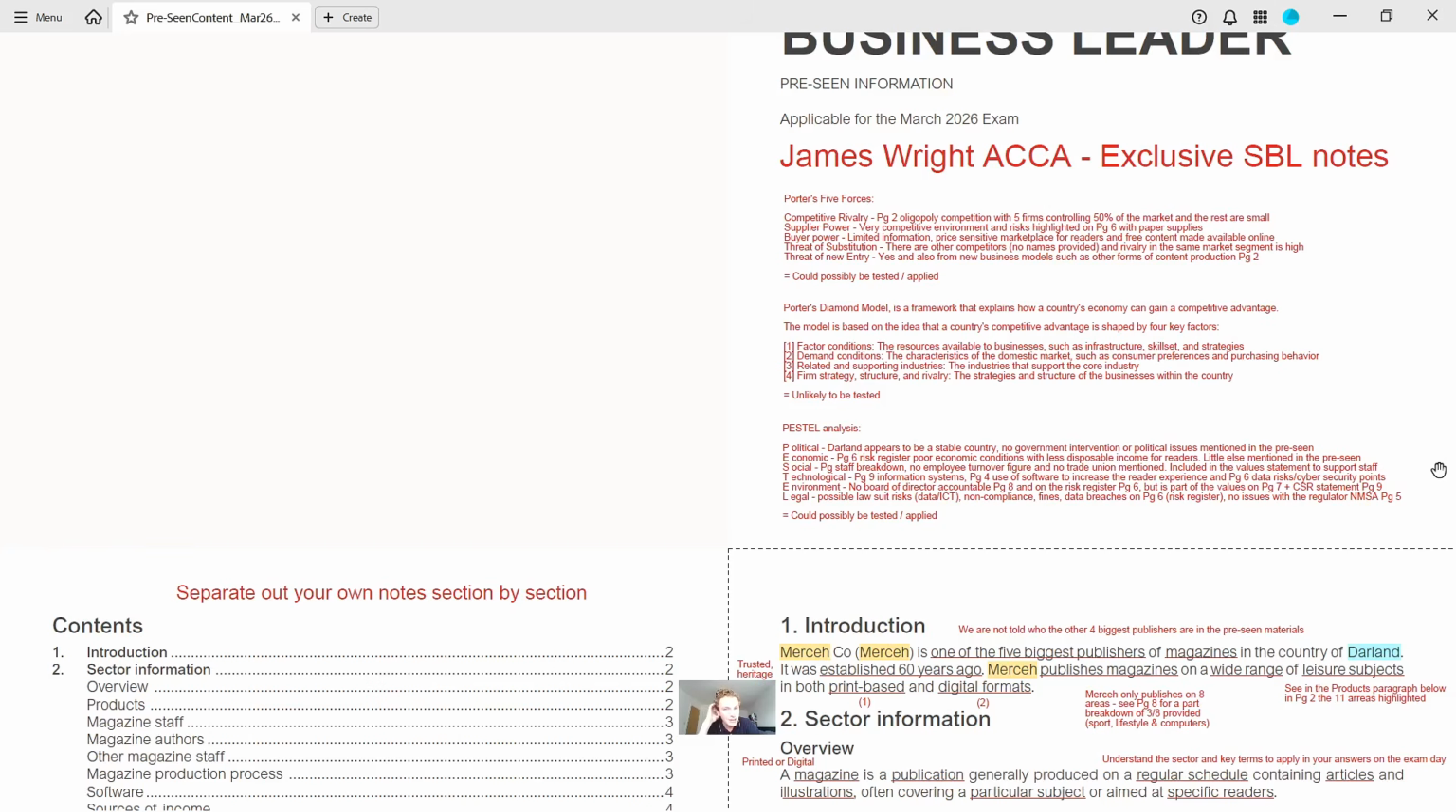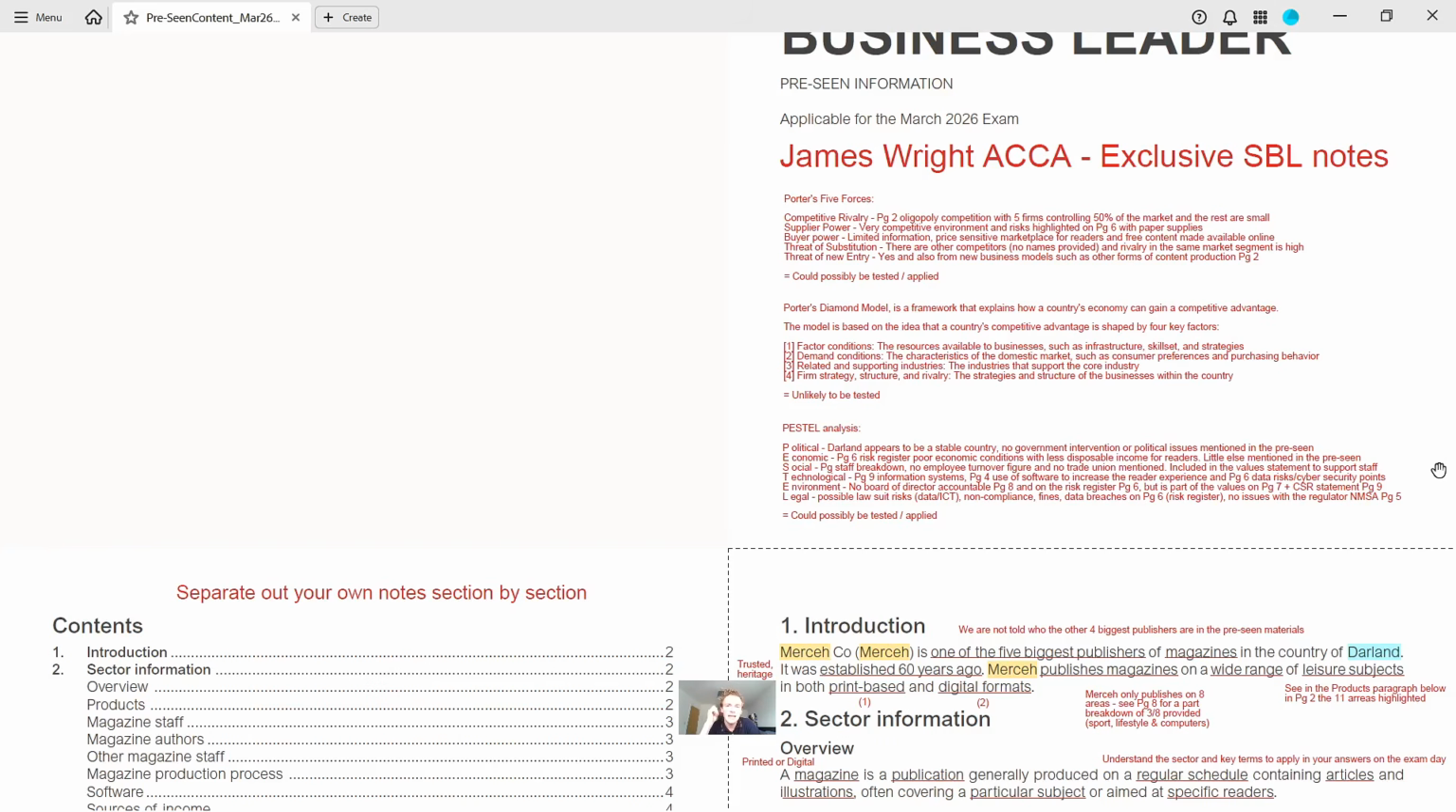Buyer power, limited information, price sensitive marketplace as lots of the consumers have less disposable income. Threat of substitution, there are other competitors, but no names are provided of these, and there is rivalry in the market segment very high. And lastly, threat of new entry, yes, and also from new business models, such as the other content we're provided with in terms of social media, for example, on page 2. So could be tested on there, another model and theory to get down.